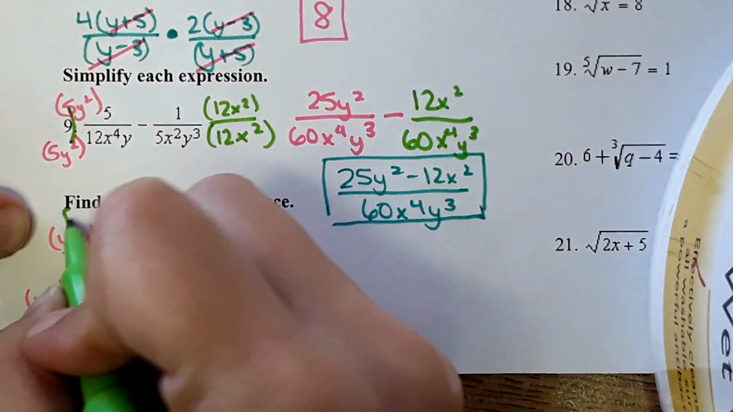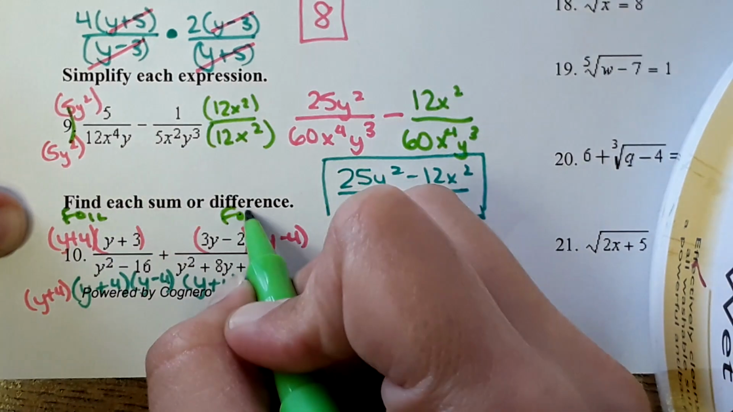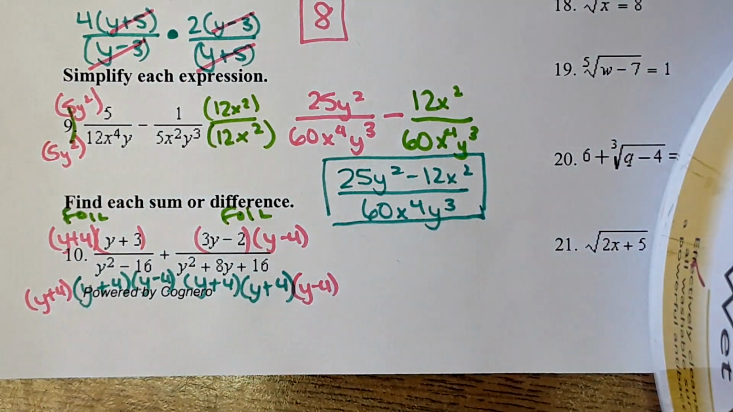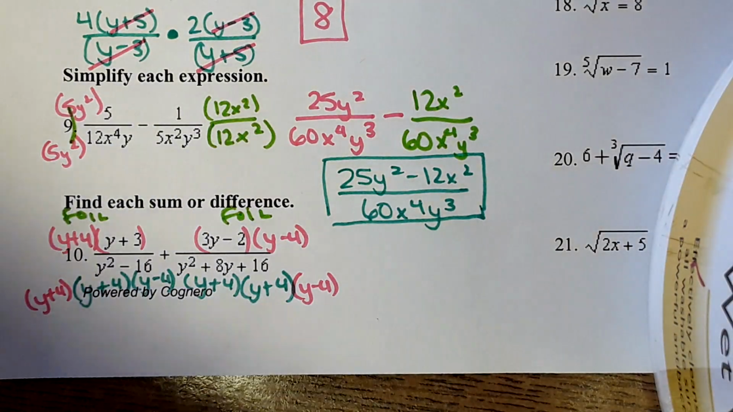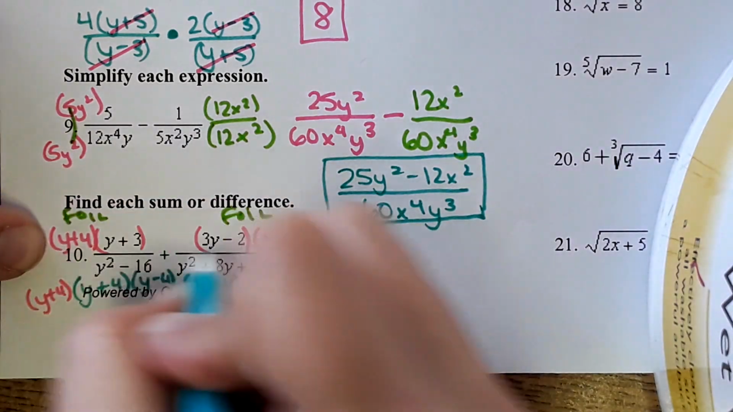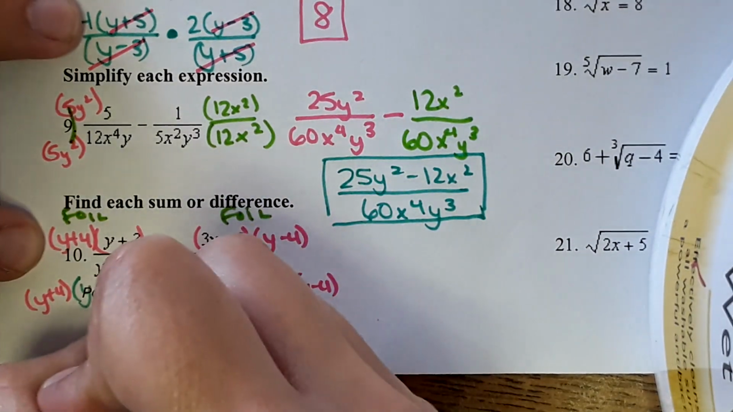I'm going to FOIL both of these out. I'm going to kind of run out of room. It gets squeezed down here, so it'll look like that. It gets squeezed, but I can fit it because I've done it before. So foiling both of these.